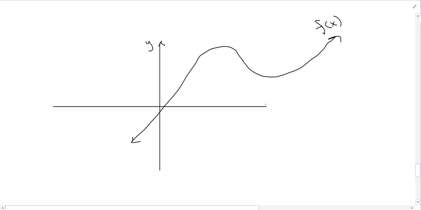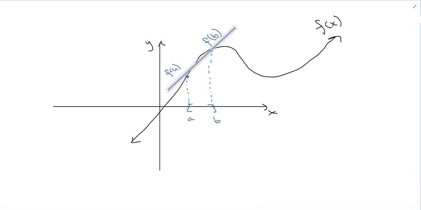Here is our y-axis and our x-axis, and let's look at an interval from A to B. On the interval from A to B, this is f of A, and somewhere over here I have f of B. When I connect the dots between A and B, f of A and f of B, let me make it red so that we can see it better. Because it's a line connecting two points, this is my secant line.